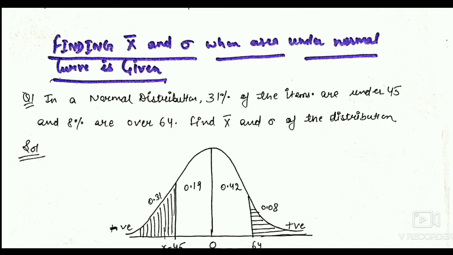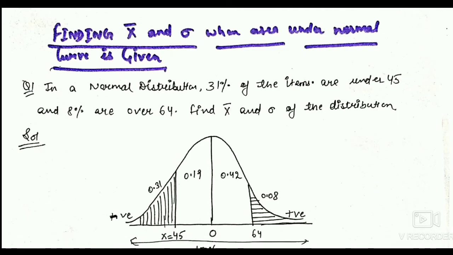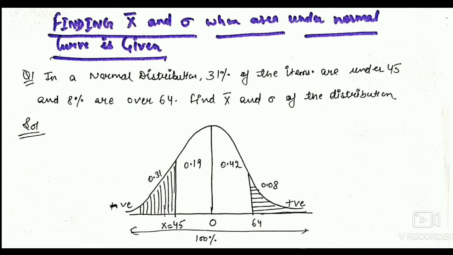Now see the question. In a normal distribution, 31% of the items are under 45 and 8% are over 64. Find the value of mean and standard deviation of the distribution. So how to solve the question? First of all, before approaching the solution, we will make out the normal curve. So the normal curve is here.